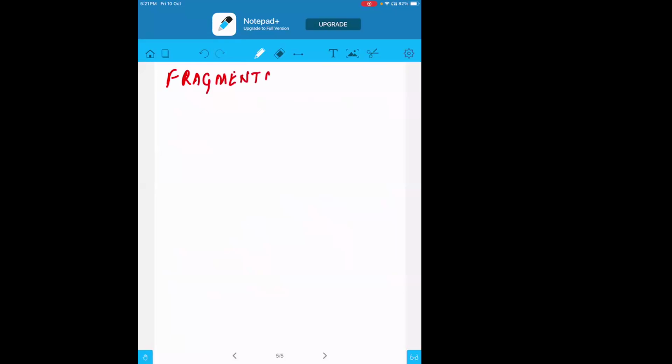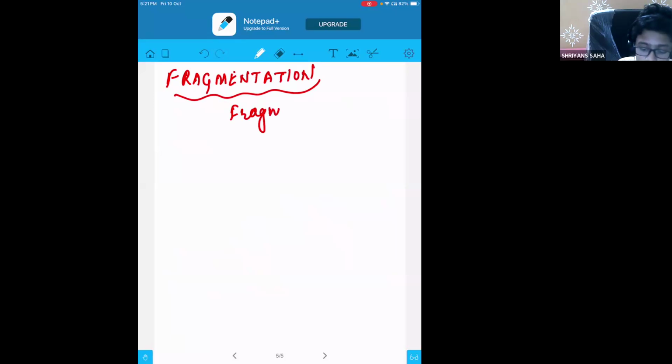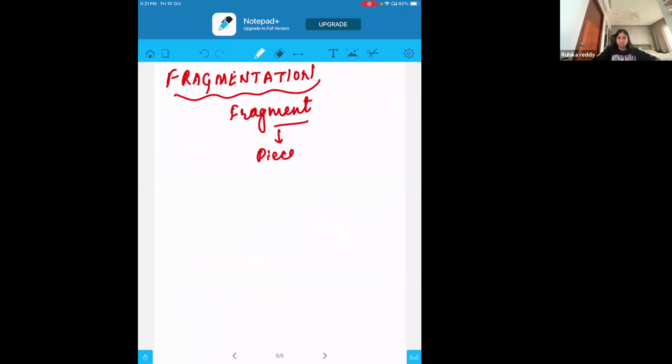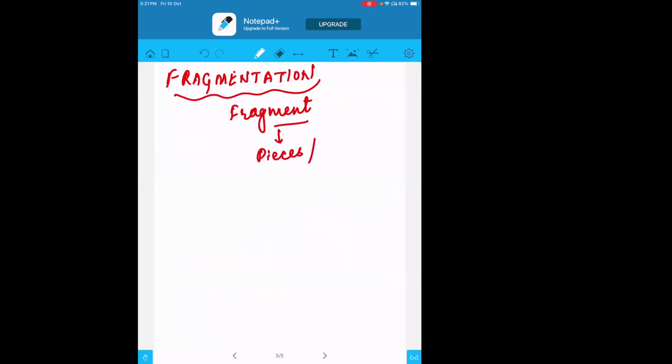Fragmentation. I think you might have heard the word fragment many times, right? What do you mean by fragment? A small piece of something. Very good. Pieces, or a small piece, a part of something. Or a division, you can say. So that is what the whole process means.